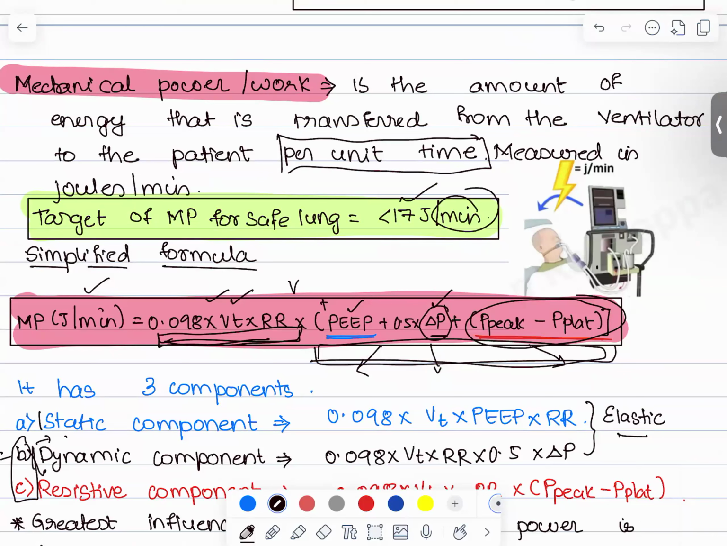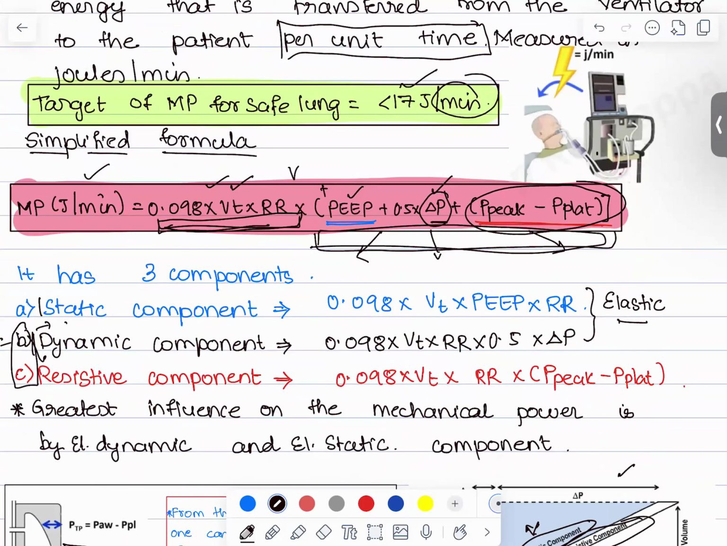Now the definition of the mechanical power or work is the amount of energy transferred from the ventilator to the patient's respiratory system per unit time, and is measured in joules per minute. This is what the simplified mechanical power of the ventilator is. It is nothing but 0.098 into the tidal volume into the respiratory rate into P plus 0.5 of the driving pressure plus P peak minus the P flat.